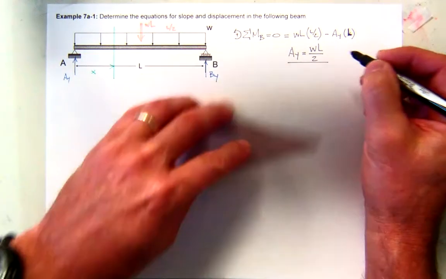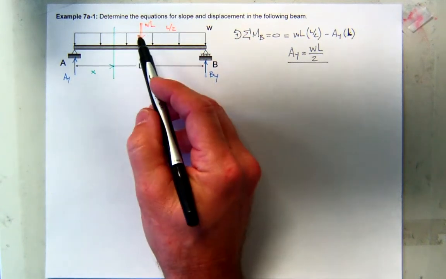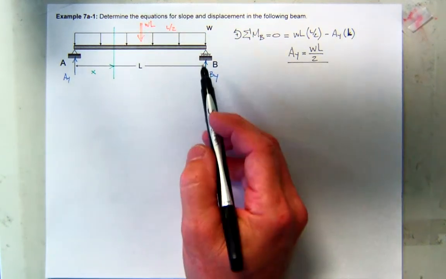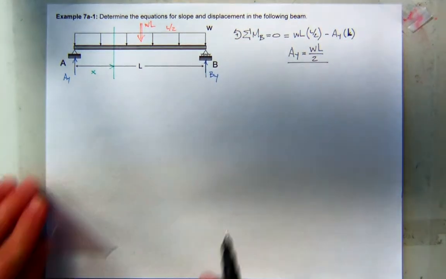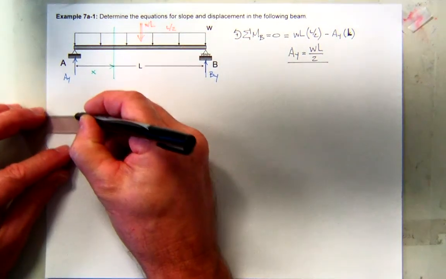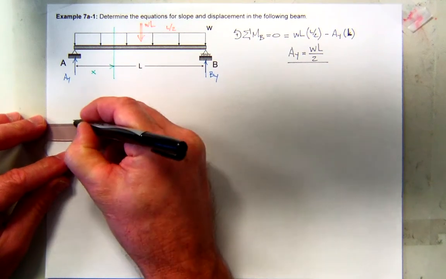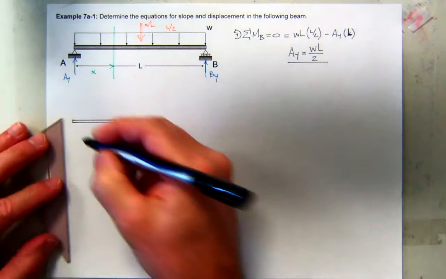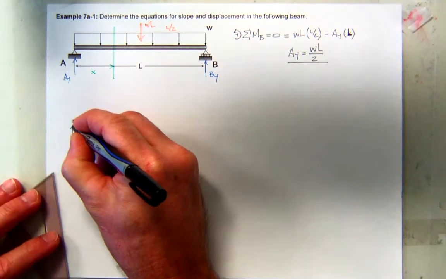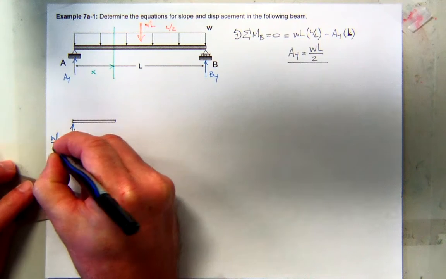And that shouldn't be too surprising. With a symmetric load like that, you'd probably expect half the load to A and half the load to B, and half the load is WL over 2. So that's great. So then I'll come down here and draw a free body diagram for my cut. We just found the reaction, so I know that over here at A, I've got a force of WL over 2.